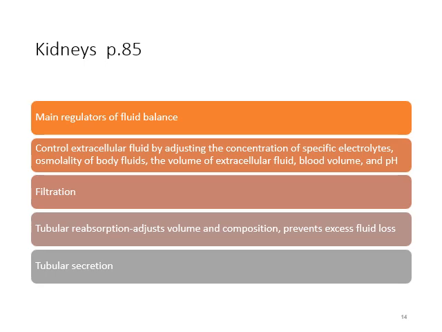Then I want you to remember here too about tubular reabsorption, it's important for adjusting the volume and composition of the fluid, and it prevents excessive fluid loss, so it holds on to the urine. That's why sometimes urine might be concentrated, because the body's holding on to as much fluid as it can so it doesn't get dehydrated.